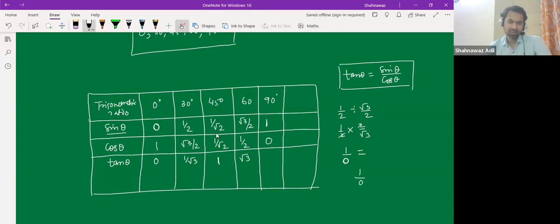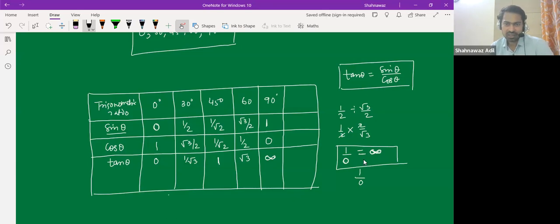Harshit, whose answer did I get? Yeah, 1. So Harshit is also saying 1. So if you multiply 0 with 1, you get 1, Harshit? No, sir, no, right? So what should be here? Shaima, what is 1 by 0? Sir, not defined. Not defined, right? So this is not defined. So this is infinity. Okay, so this is infinity.